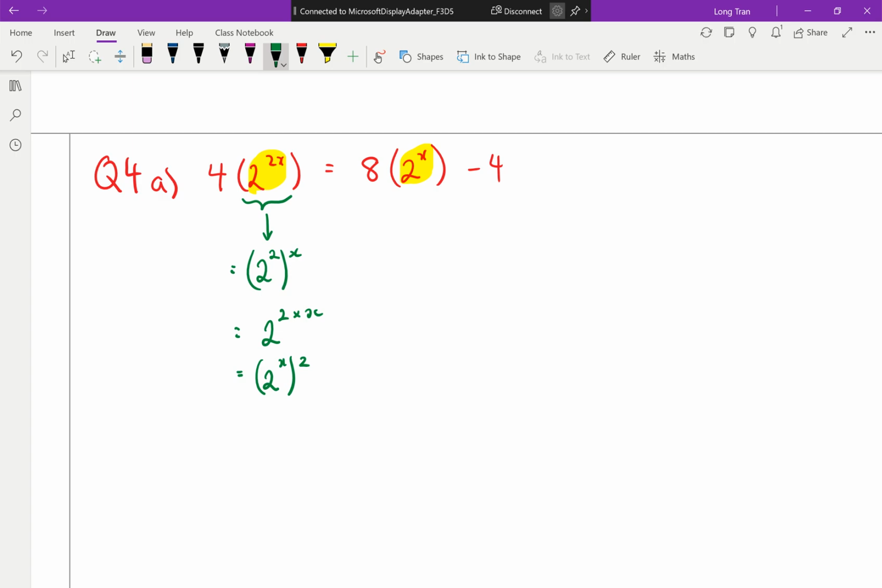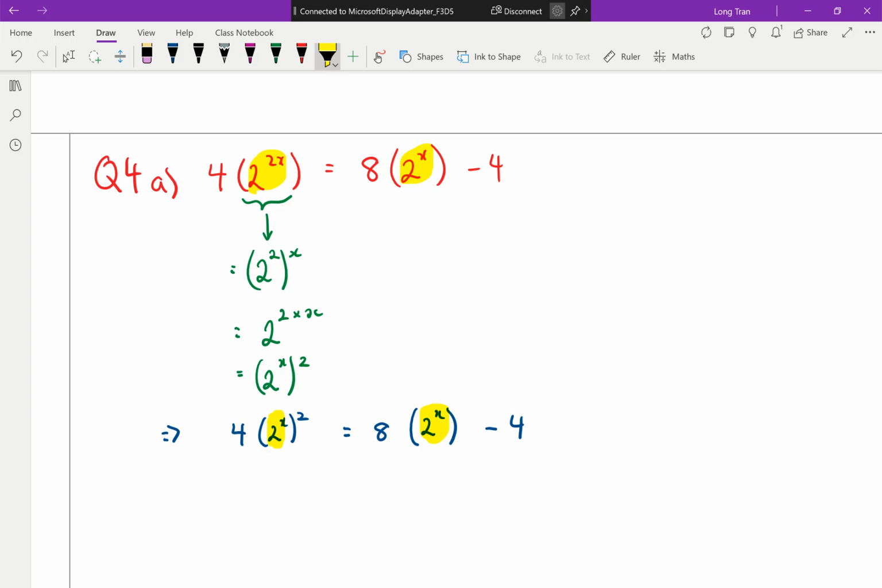But once you've done that, now that I've rearranged it for you, the problem is now 4 times 2 to the power of x squared is equal to 8 times 2 to the power of x minus 4. What I'm going to highlight is the fact that they both have a 2 to the power of x. That's why I want to rearrange it. Some of us may still look at that and go, I still don't know how to solve that.